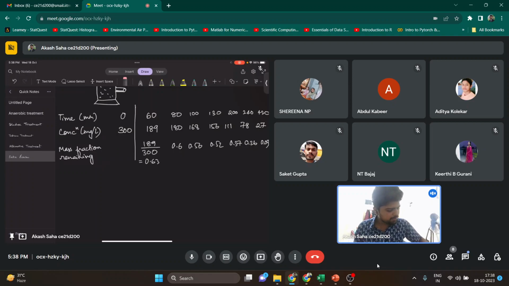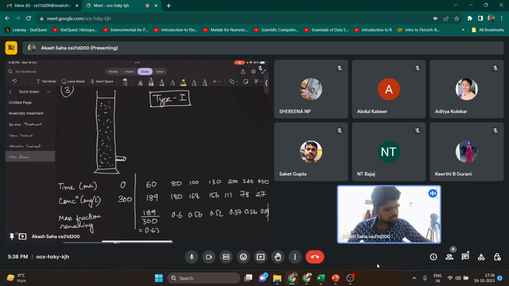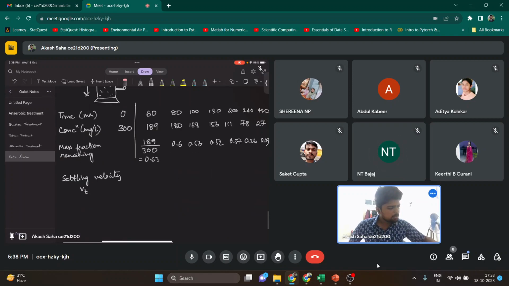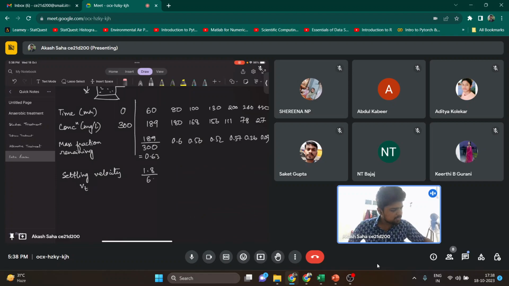Okay. And at last we will find the settling velocity, Vt. So this column height is given as 1.8 meter deep. So again 1.8 divided by 60, we will get it as 3 into 10 to the power minus 2 meter per minute. So this was 60 given here. So 1.8 divided by 60.